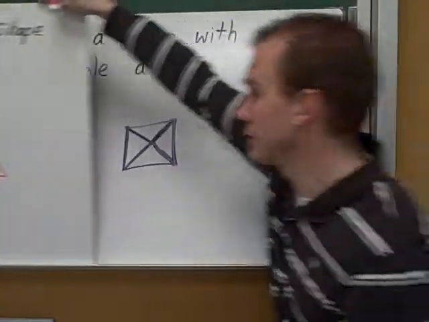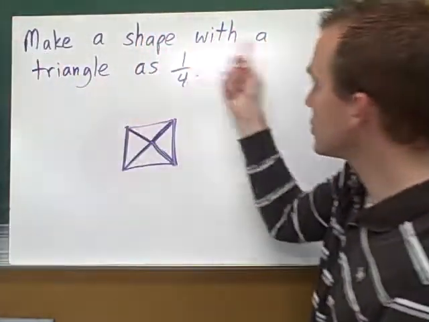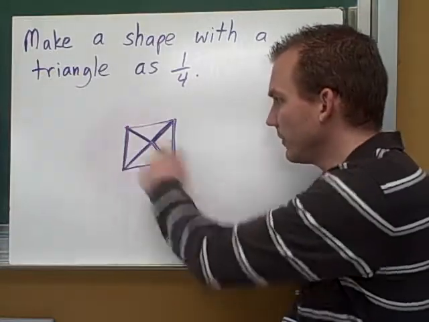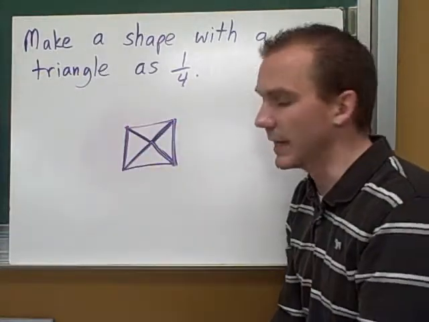Let's do that with fourths now. Make a shape with a triangle as 1/4. Well, think back to that square example. If you take a square, draw an X, you have fourths.